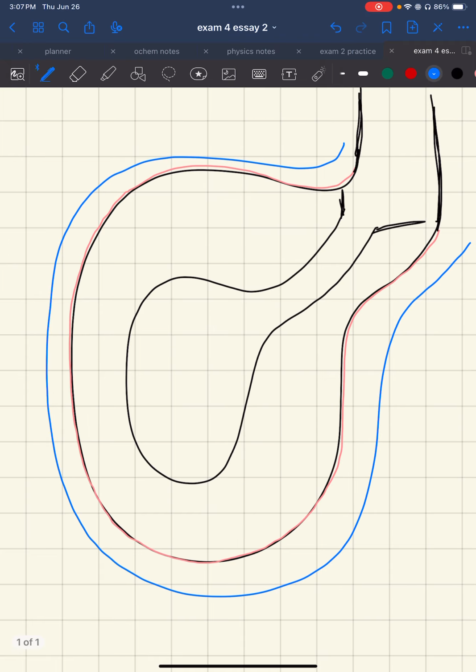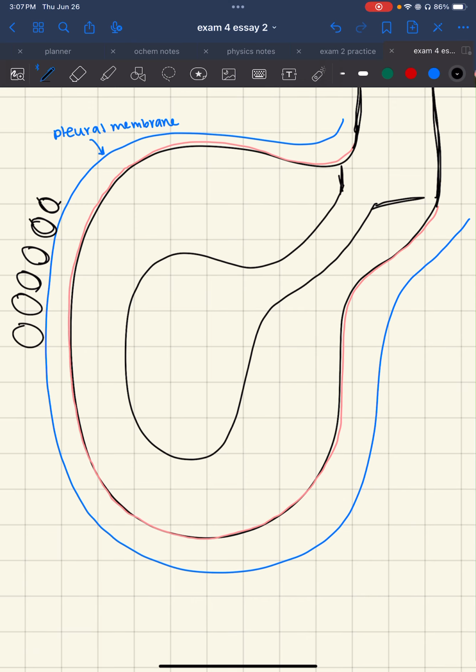And there are membranes that surround our lung that help us to establish negative pressure. One of them is the pleural membrane, and the pleural membrane is on the inside of our rib cage. So we could draw our ribs right here, if these are your ribs, which are terrible drawings of them, but you see the point. If your ribs move out, like when you inhale, your pleural membrane will also move out, right?